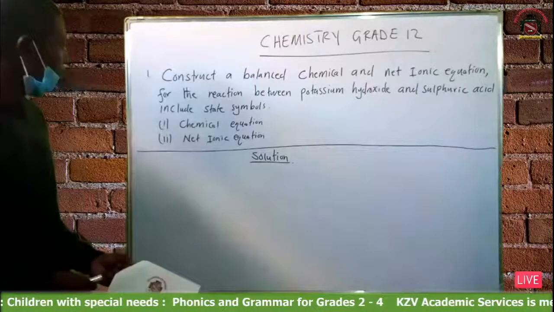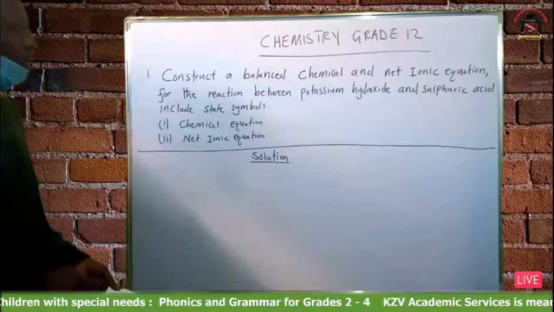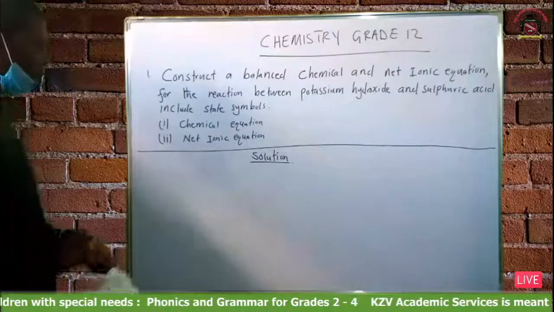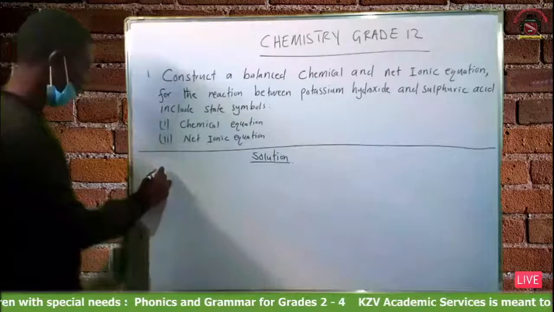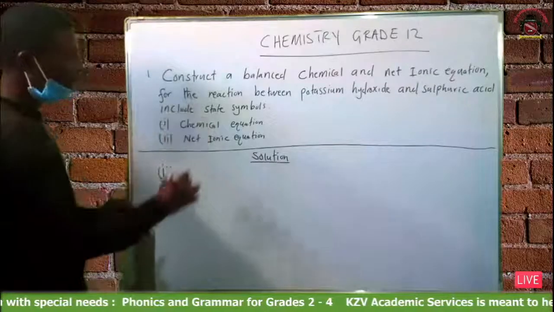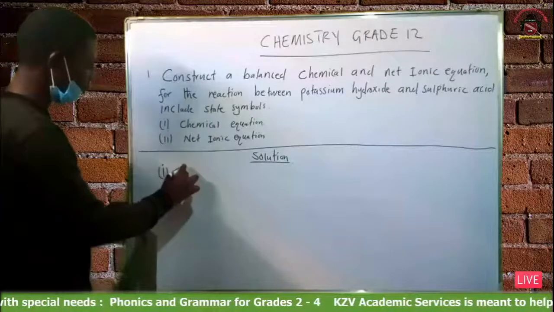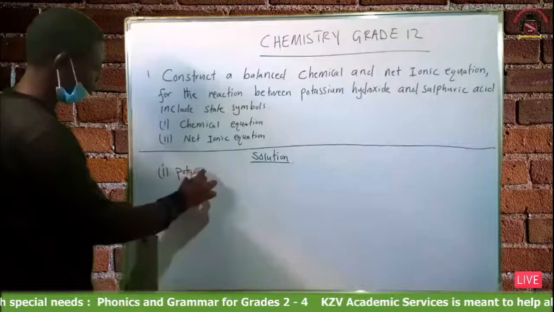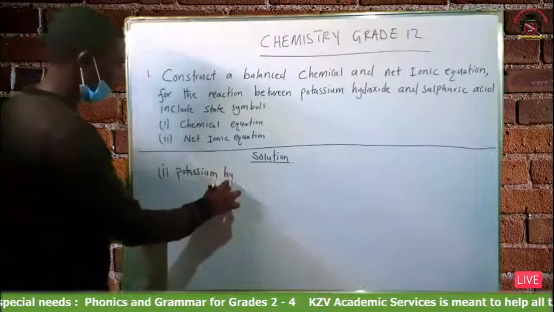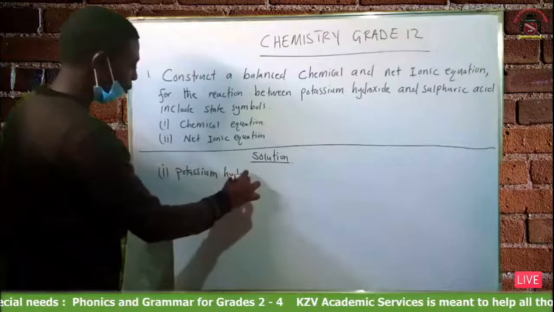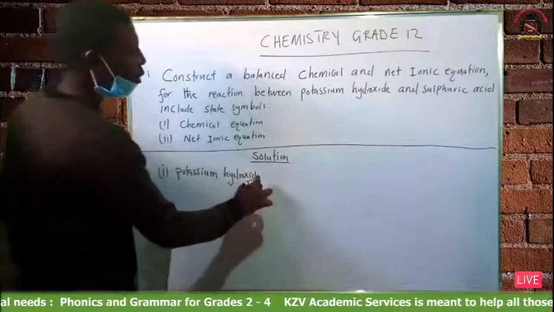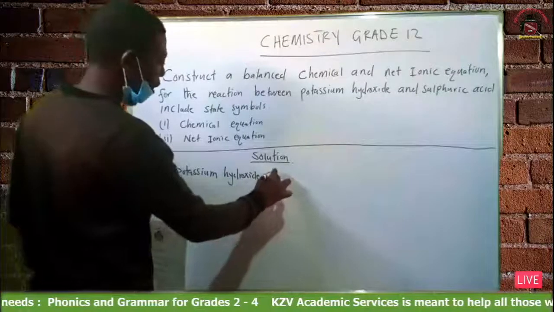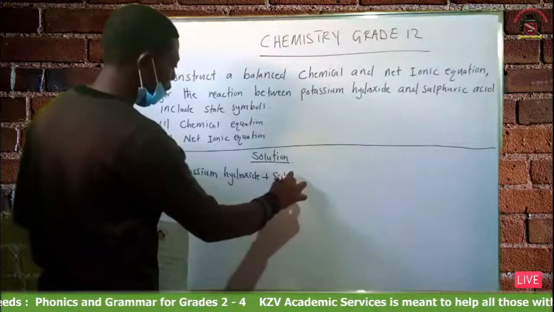Now, for the first part, we have to understand the reaction that we have: potassium hydroxide plus the sulfuric acid.